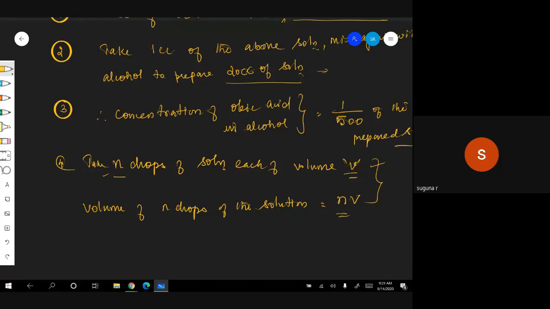And after that, what are you doing? You are pouring it on the lycopodium water surface. Once you pour, just count how many droplets you are pouring. Therefore, total volume is NV, and you are pouring N droplets. Therefore, the volume of each droplet will be equal to NV divided by N. Sorry, the volume is equal to V.